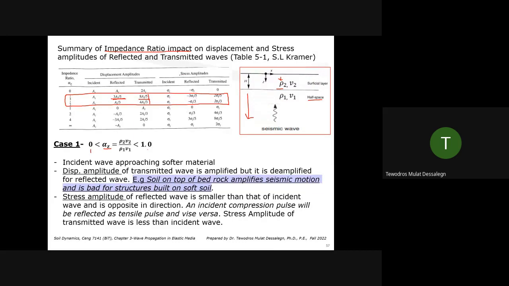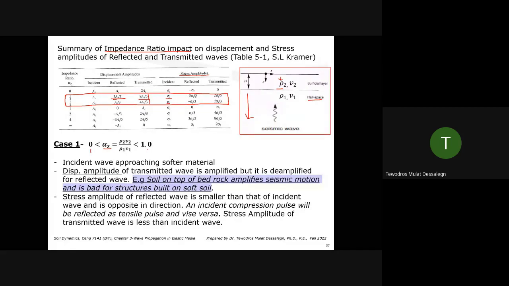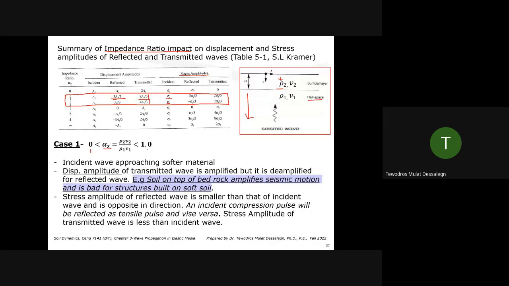If you see it for stress, you have the incident stress. For reflected stress, it's minus 3 sigma I by 5. It has a different polarity, in a different direction, and it also decreased, 3 by 5. The amplitude is decreased; the ratio is less than 1. The transmitted stress also decreased, 2 by 5, 2 by 3.